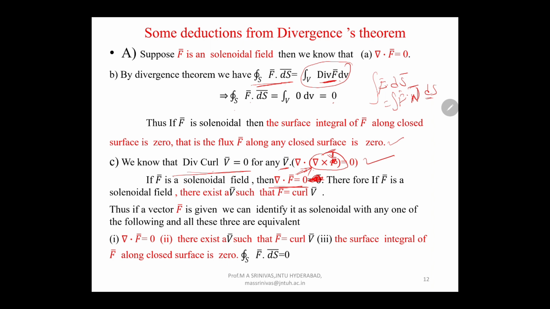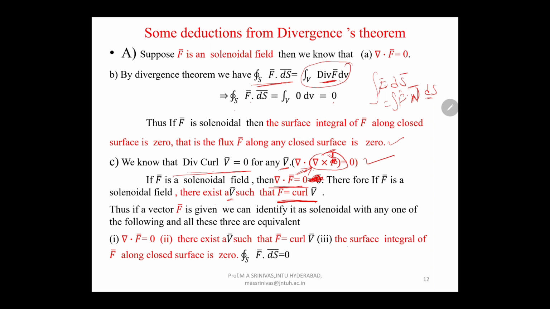Therefore, if f bar is a solenoidal vector, there exists a vector v bar such that f bar is equal to curl v bar. So if you are given a vector f bar and you are able to find another vector v bar such that f bar is equal to curl v bar, then also your vector is a solenoidal vector. Any one of these three ways we can identify a vector as a solenoidal vector. If a vector f bar is given to you, we can identify it as a solenoidal vector with any of these three, and all three are equivalent.